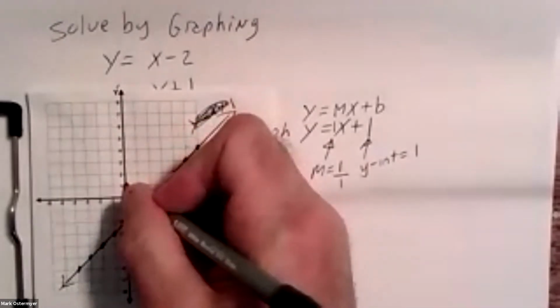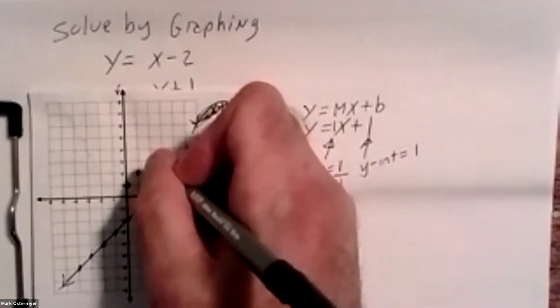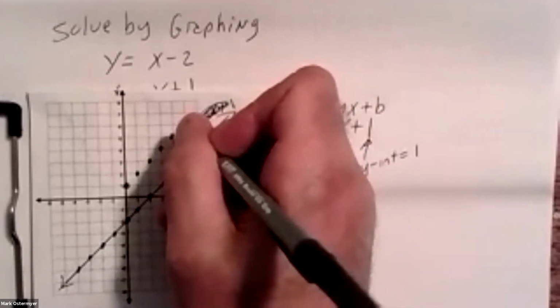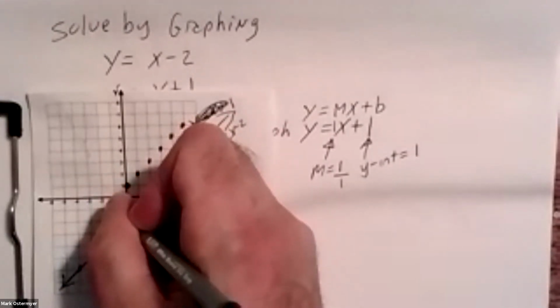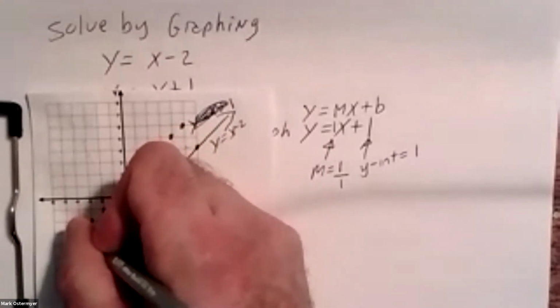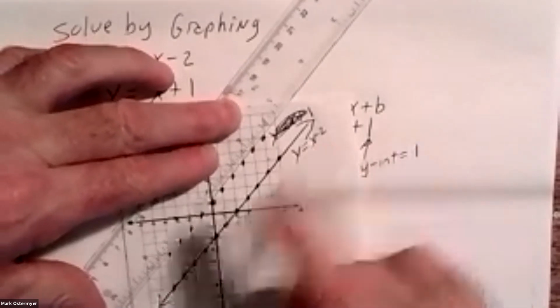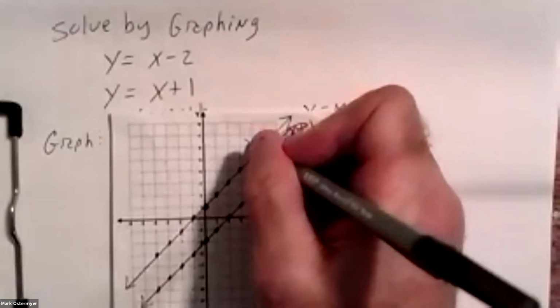So that means starting at the y-intercept, if I go up 1 and to the right 1, I can plot another point on the line. Up 1 to the right 1, plot another point, and so on. Or we could go down 1 to the left 1, plot a point, down 1 to the left 1, plot a point, and so on. Take a ruler, put a line through these points, and you have the graph of the second linear equation in that system. So that line is the graph of the other equation, which is to say y equals x plus 1.